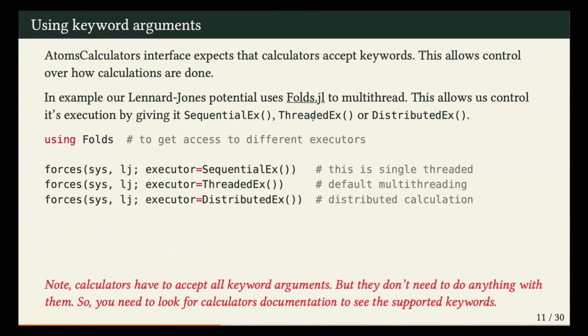And then this is an important thing. The interface supports keywords for the calculation. Here's an example with the Lennard-Jones potential that we created earlier with the empirical potential. You can have this kind of tuning on whether or not you use it single-threaded, multi-threaded, or distributed.